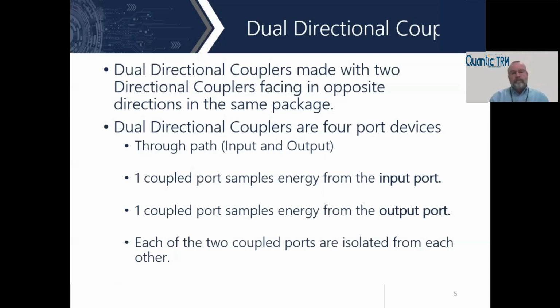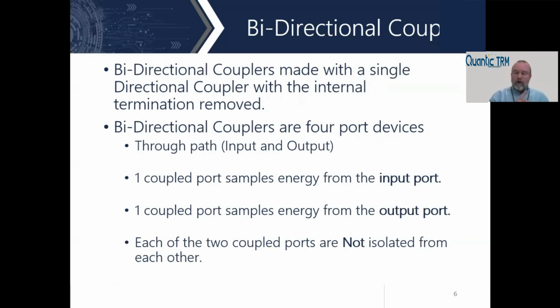Now, are dual directional couplers different from bidirectional couplers? Yes. A dual directional coupler is truly two separate devices in the same package. A bidirectional coupler is literally just a single coupler, but that internal termination that I spoke about earlier is brought out as a separate port. So what you have here is you can sample energy in both directions with a bidirectional coupler, which means that one port will sample in the forward direction. The output port will sample in the reverse direction, but there is virtually no isolation between those two sampled ports.